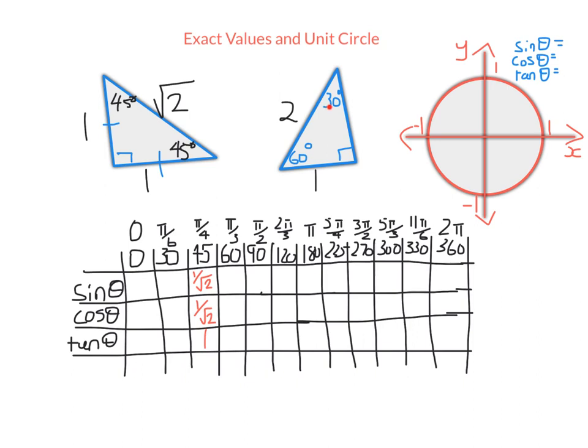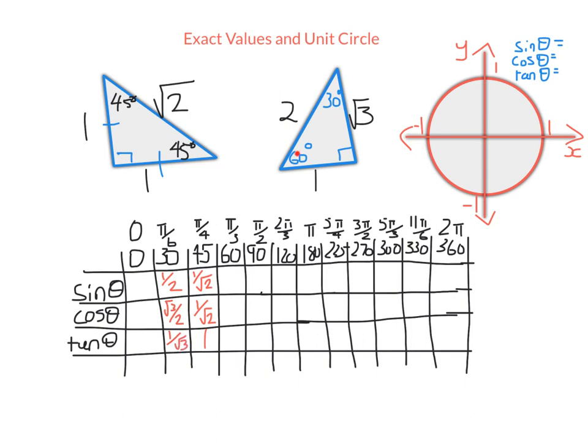So, if this angle's 30, we have 1 and 2 here. Using Pythagoras, this would be the square root of 3. So we can find the values for sine, cos and tan of 30, 60, and 90. So let's start by looking at the 30-degree angle. Sine 30, opposite over hypotenuse. Sine 30 is equal to a half. Cos 30, adjacent over hypotenuse, is root 3 on 2, it's about 0.866. And tan 30 is 1 on root 3.